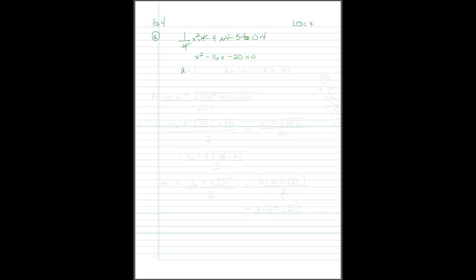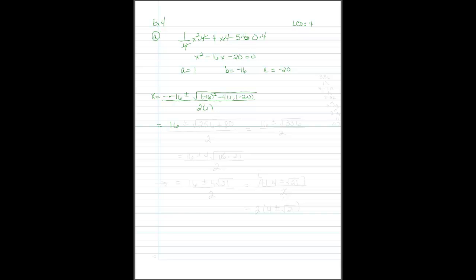Then we're going to find our a, b, and c. And we have for a 1, for b negative 16, for c negative 20. And let's substitute those numbers into the quadratic equation for a, b, and c. We have x is equal to negative times negative 16 plus or minus the square root of negative 16 squared minus 4 times 1 times negative 20, all over 2 times 1.